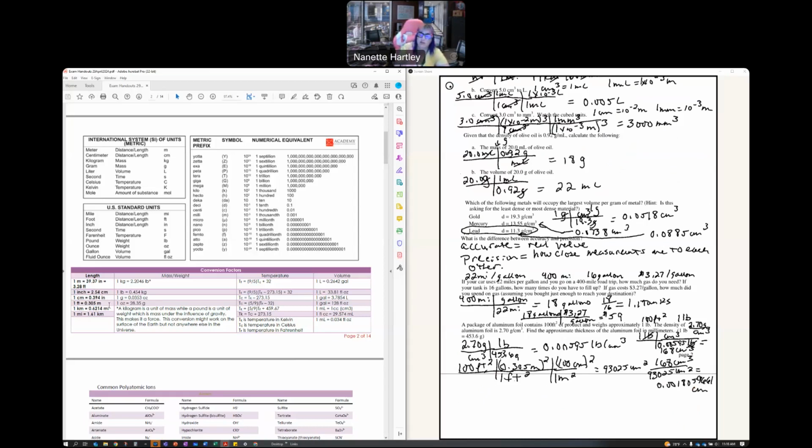And they wanted me to report it in millimeters. So 0.0018059661 centimeters. I know there's 100 centimeters in a meter, and that 1 meter is 1,000 millimeters. Divide that by 100, times that by 1,000, and that gives me 0.0181. I had 3 sig figs here, so I'm going with 3 sig figs down here.